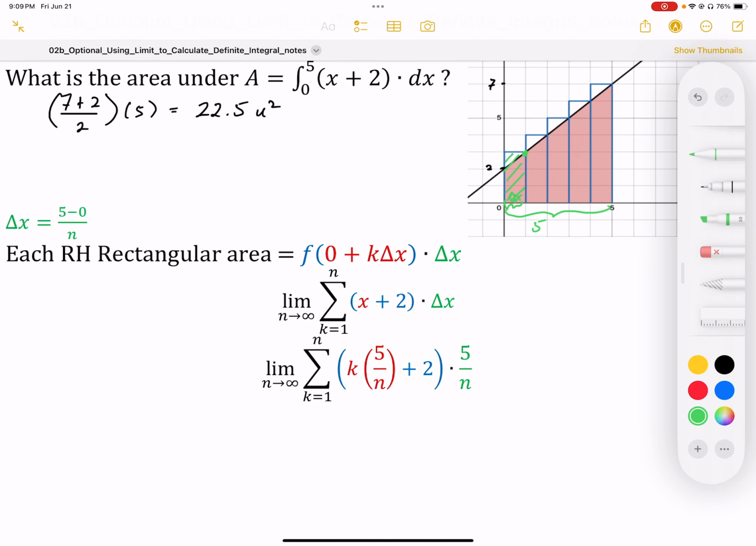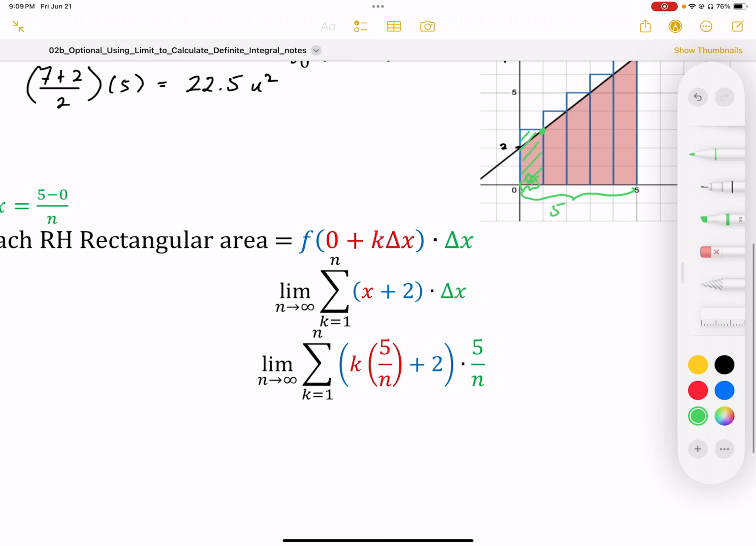So I need an expression for x. Each x value is just going to be k times the interval width, which is 5 over n. And then I replace the x in the expression.